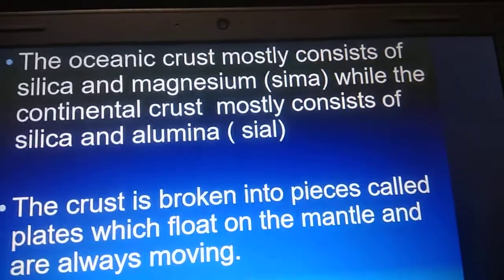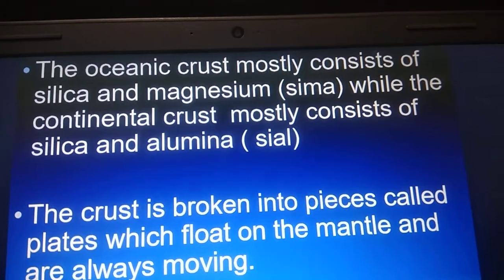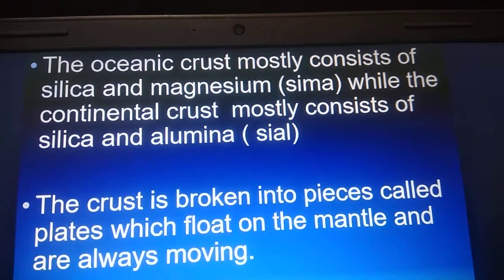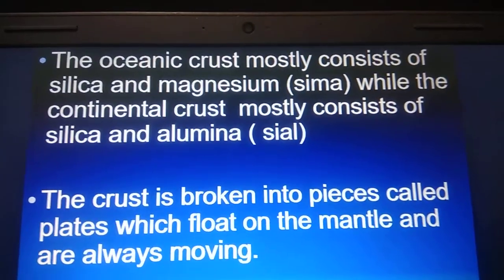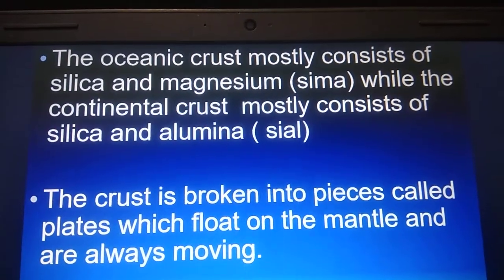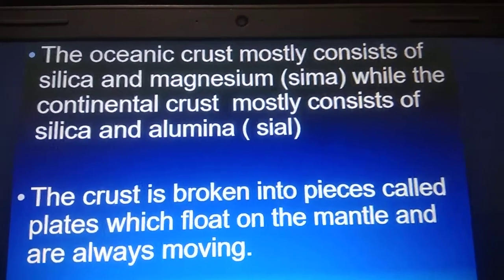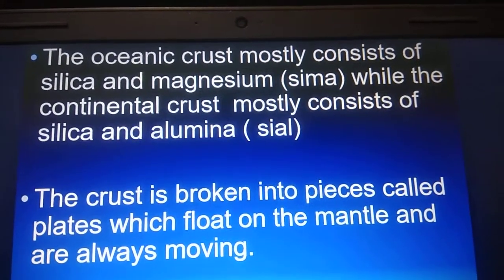So we can say there are two types of crust, children. Which are the two types of crust? Oceanic crust and continental crust. Now this crust, as I told you earlier also, is broken up into pieces which float on the mantle and are always moving. This I'll explain to you when we are doing the mantle.